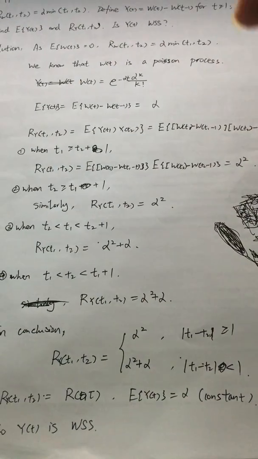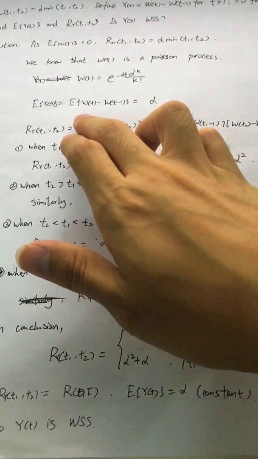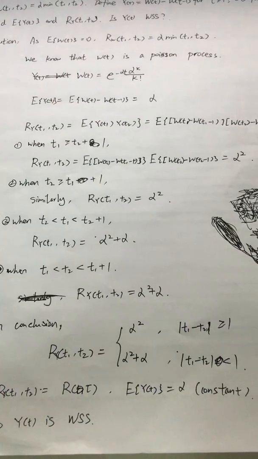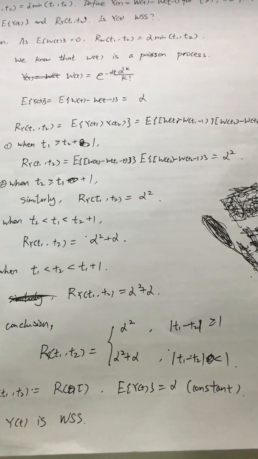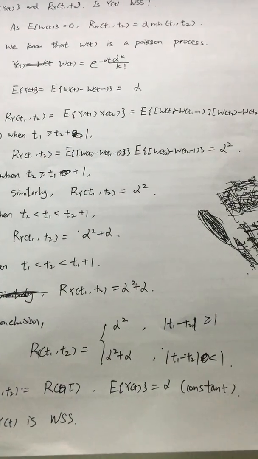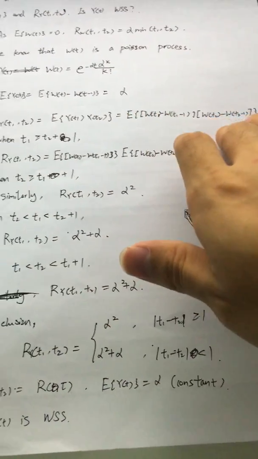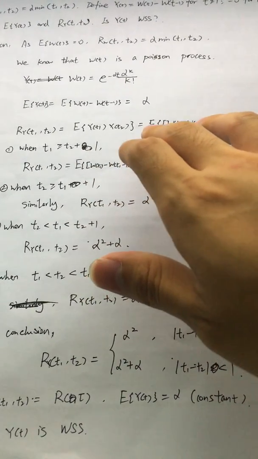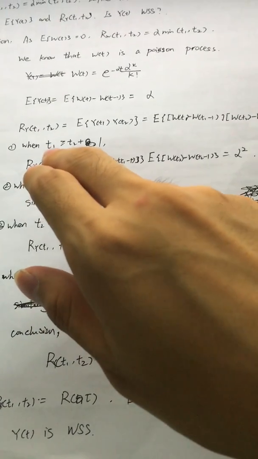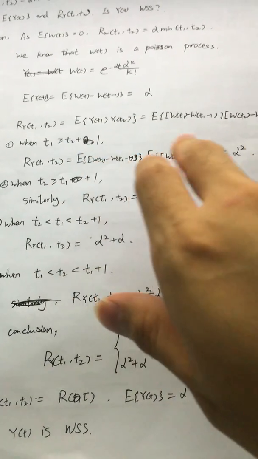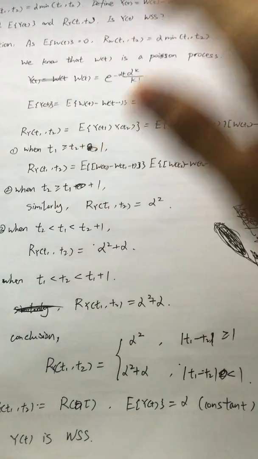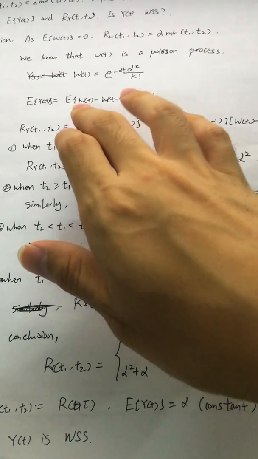we can easily write down E[Y(t)] = E[W(t) - W(t-1)] = alpha, and R_Y(t1, t2) = E[Y(t1)Y(t2)] is equal to this, and this has four conditions. First, when t1 is bigger than or equal to t2 minus 1, because here the time is from t minus 1 to t.